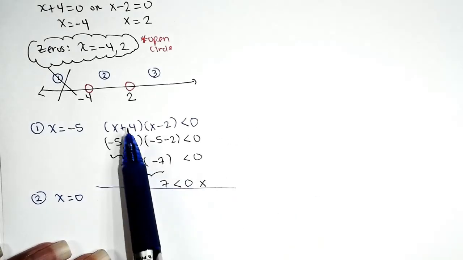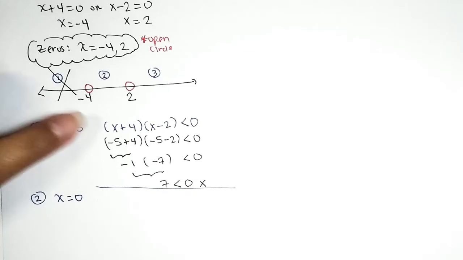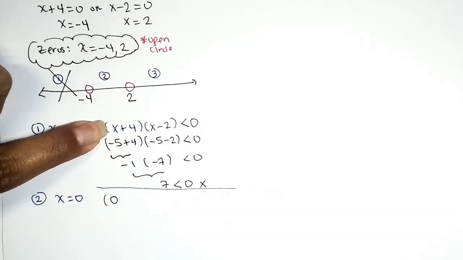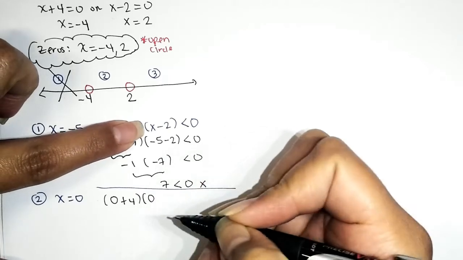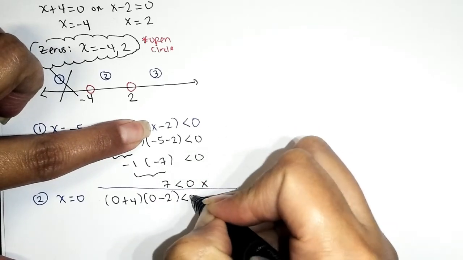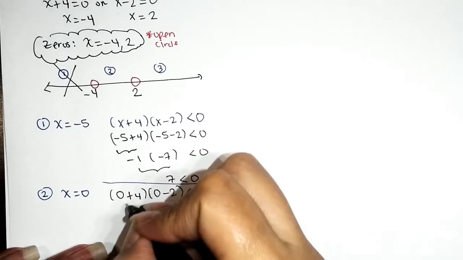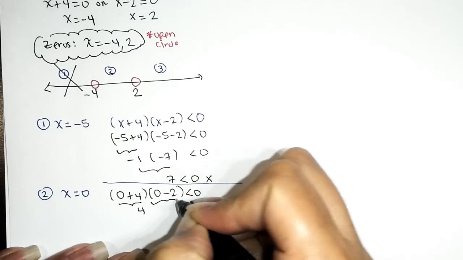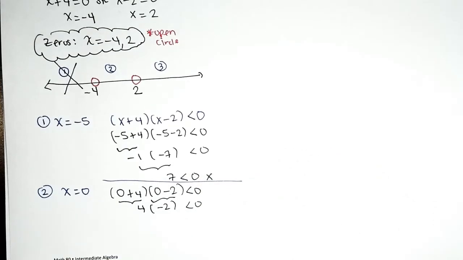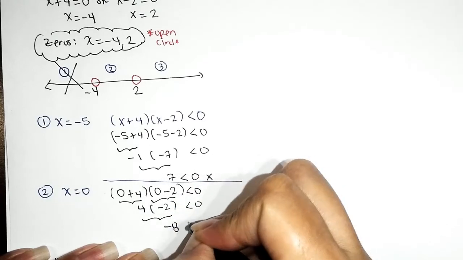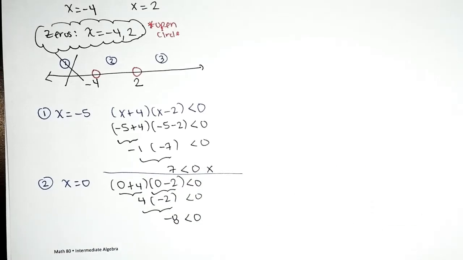Okay, I'm going to go ahead and use that same inequality. So let's do this. So we have x, in this case it's 0, or any number in that interval, plus 4, times x, which is 0, or whatever you chose, minus 2. And I want to know, is this really less than 0? Sum of 0 and 4 is 4. Difference of 0 and 2 is negative 2. Product of 4 and negative 2 is negative 8. And the question of the hour is: is negative 8 less than 0? Last time I checked, negative 8 is less than 0.